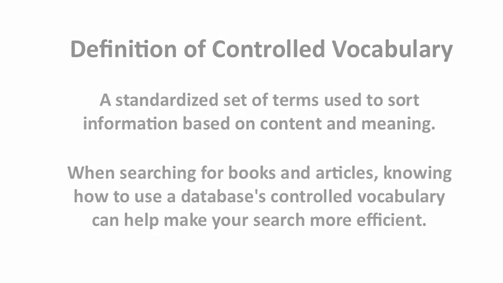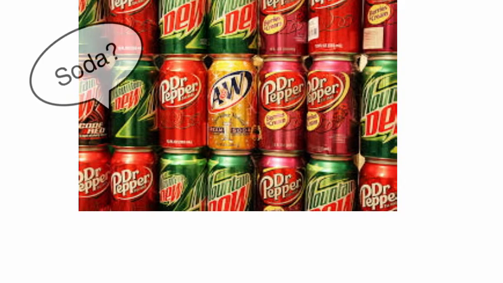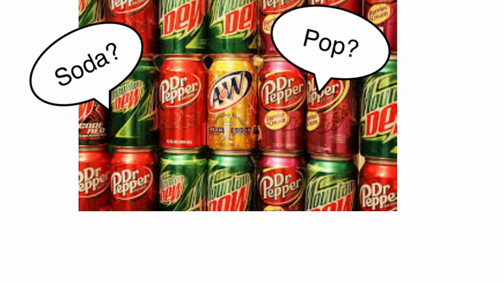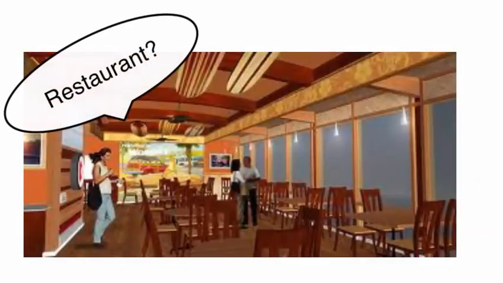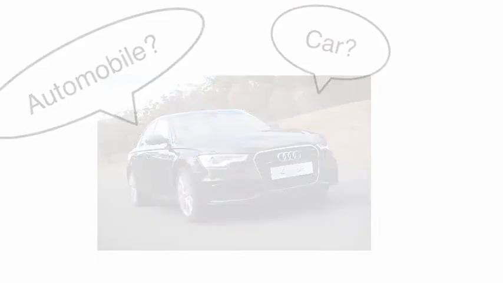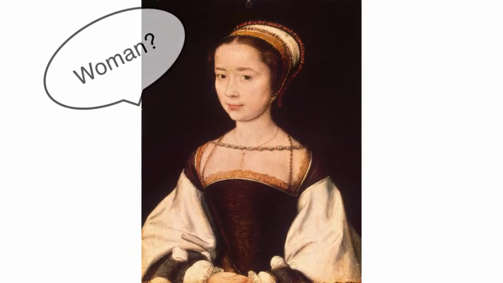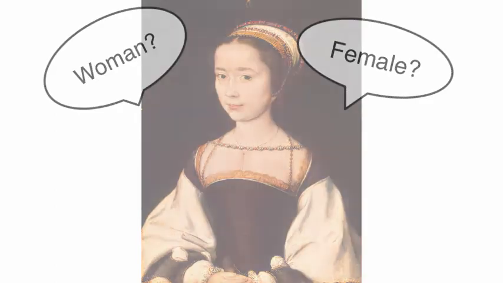Controlled vocabularies are needed because people use different words to mean the same type of thing. For example, what is this? Is it a soda or is it a pop? Or maybe a carbonated beverage? Is this a picture of a restaurant or a picture of a cafe? How about this? Is this an automobile or is this a car? And lastly, is this a picture of a woman or a female? These are just some examples of why databases need controlled vocabularies.